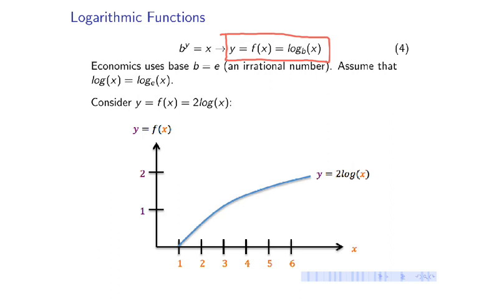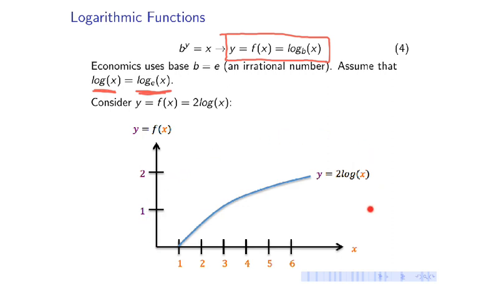Now, in economics, we usually use the base of e, which is an irrational number. So whenever you see log of x, just assume I'm talking about log e of x. Now, why do we use this kind of messy, confusing functional form? Mainly, it's because we really like the shape of the function. And graphically, I think this helps show that.